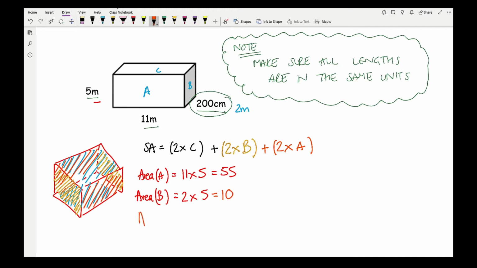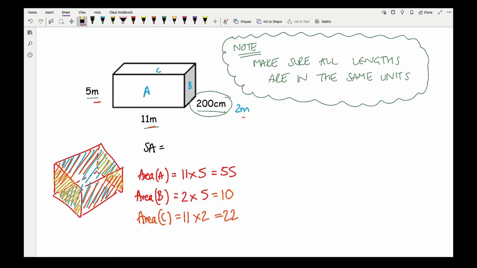And then finally the area of C, which is the top, and that's going to be 11 times 2, which is 22. Now from this, I'm going to use this formula, which I've kind of not written wrong, but I'm going to write it a little bit easier. So the total surface area is 2 lots of A plus 2 lots of B plus 2 lots of C.